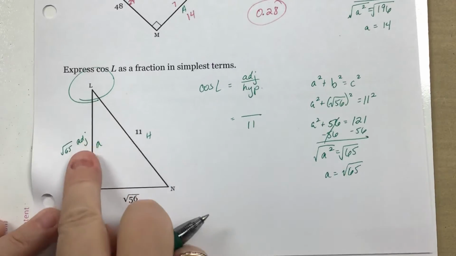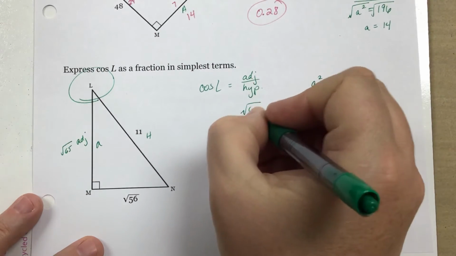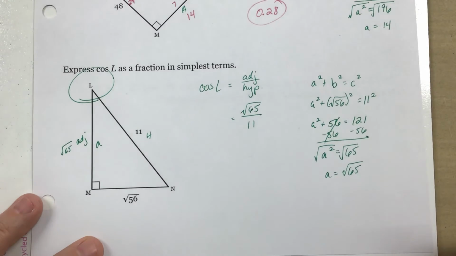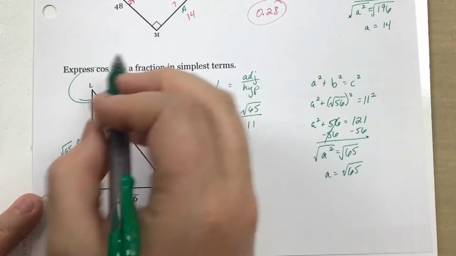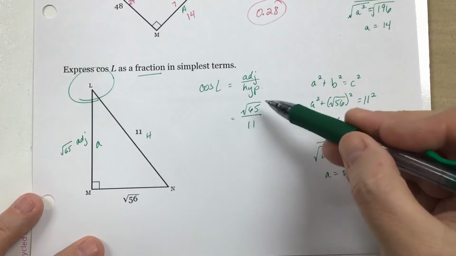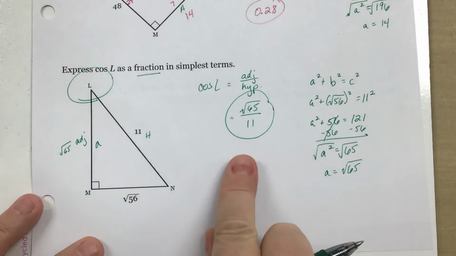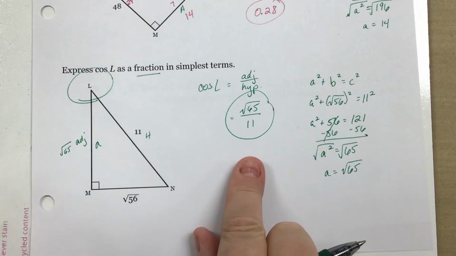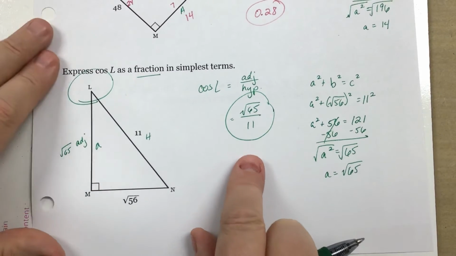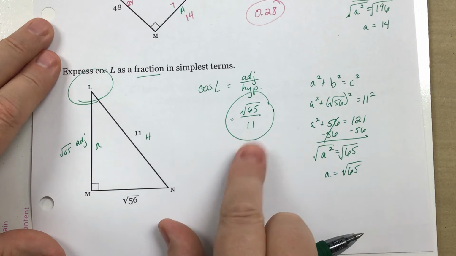Now again, that's the side I'm missing. I needed to find cosine, so we're going to put the square root of 65 over 11. Notice my directions say to write it as a fraction. Right now I have it as a fraction, and this can't be reduced, so this is what I would type in as my answer. Today you're going to be doing Delta Math, so you would type in the square root of 65 over 11.